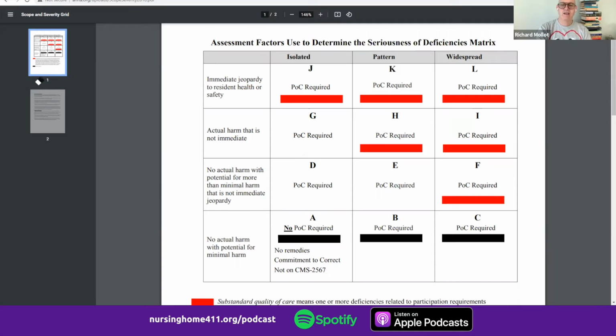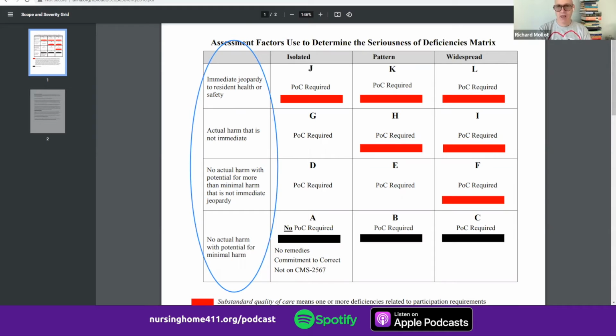The second thing that the surveyor does is they rate the severity of what the problem is. And that's the first column here. And that goes from the bottom, no actual harm with potential for minimal harm, to no actual harm with potential for more than minimal harm. That is not immediate jeopardy. And then the top two are actual harm, that is not immediate jeopardy, and then immediate jeopardy to residents' health or safety.